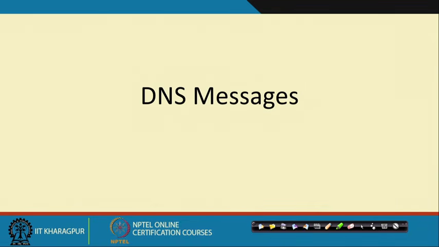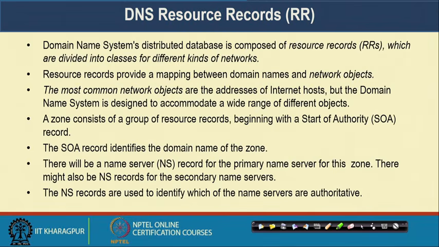Now let us come to the DNS messages. Before going to the message types, there is a concept of DNS resource records. The domain name system's distributed database is composed of resource records, RRs, which are divided into classes for different kinds of networks. Resource records provide a mapping between the domain name and the network objects.